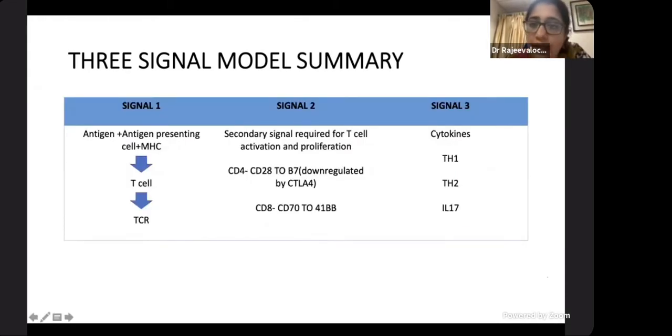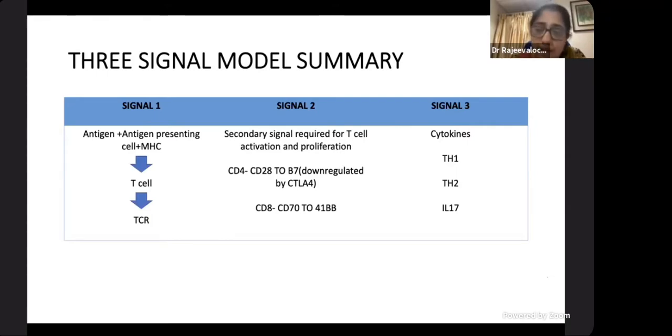Now coming to signal 3. Again, this alone is not enough. First the antigen presenting cell and MHC bind the T cell, binding the TCR. Then that has to activate the co-stimulatory pathway. And once the co-stimulatory pathway is activated, cytokines have to be released in order to cause the entire rejection.